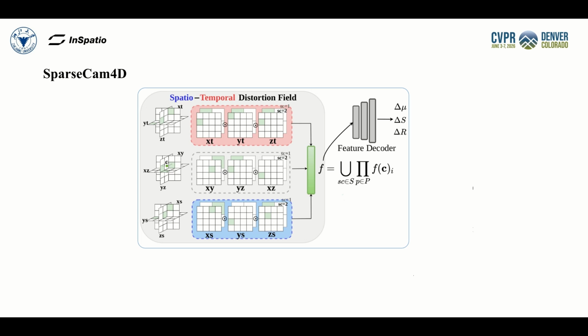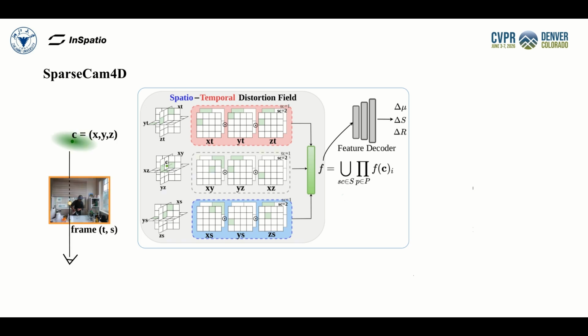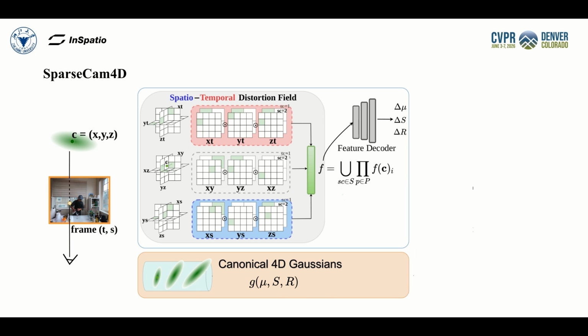STDF is a K-planes factorized field operating in a 5D coordinate space of position x, y, z, time t, and pose index s. It uses 9 two-dimensional feature planes, covering all pairwise combinations except the TS plane, to encode how generated frames deviate from the true canonical scene. For each generated frame at time t and pose s, the 5D position of every Gaussian is projected onto these planes. The features are aggregated and decoded by a lightweight multi-head MLP, producing per-Gaussian distortion offsets in position, rotation, and scale.